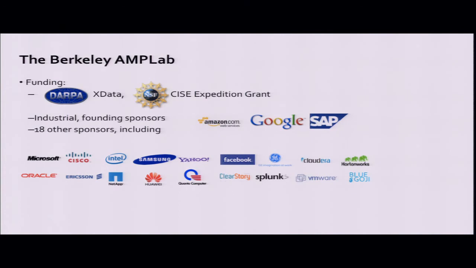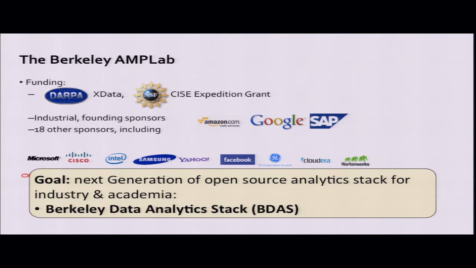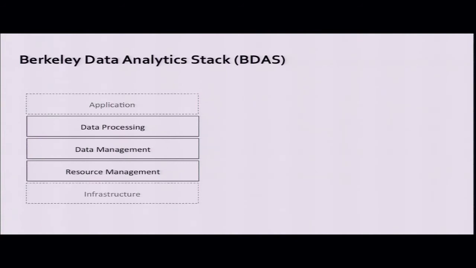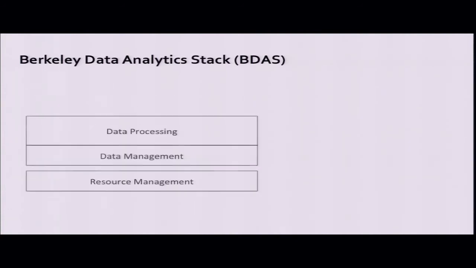It's funded by DARPA and NSF through multi-million dollar grants, but we also have a host of industrial sponsors. 3 founding sponsors: Amazon, Google, and SAP, and 18 other sponsors, including Microsoft, Cisco, Intel, Samsung, and so forth. And the main goal of this lab is to build the Berkeley Data Analytics Stack, which is the next generation of the open source analytics stack for industry and academia. This is what we want to be. Okay, so now let's talk about all these layers.